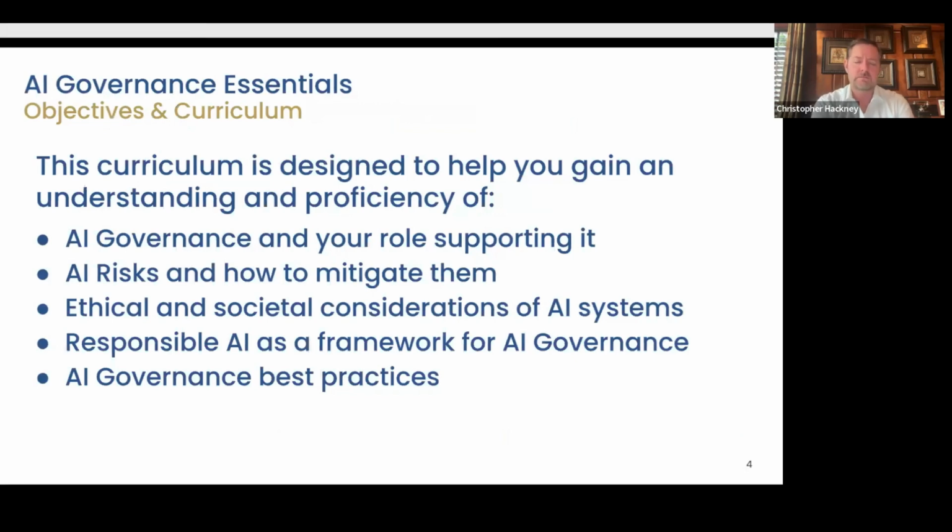So in today's tutorial, we're going to talk about a few objectives within this curriculum. The curriculum is designed to help you gain an understanding and proficiency of these 5 areas. First, AI governance itself and your role in supporting it. Second, AI risks and how to mitigate them. Third, ethical and societal considerations of AI systems, particularly because the outputs of these AI systems have vast and broad consequences for broader communities past your organization. Next, responsible AI as a framework for AI governance. So how do we put together a responsible AI framework that helps you drive this forward? And then we'll give you practical examples of AI governance best practices that you can bring into your organization and apply yourself.